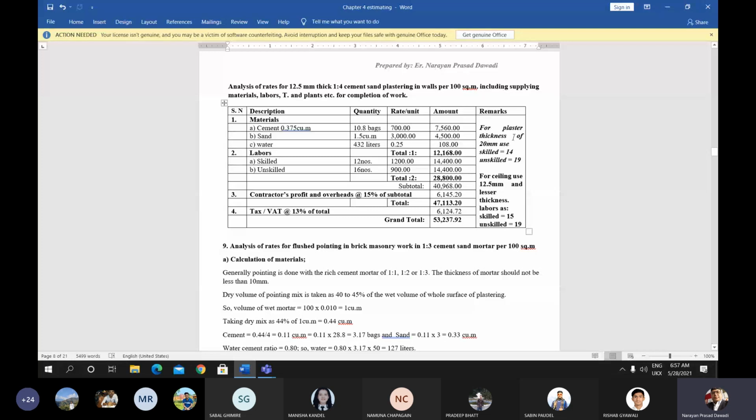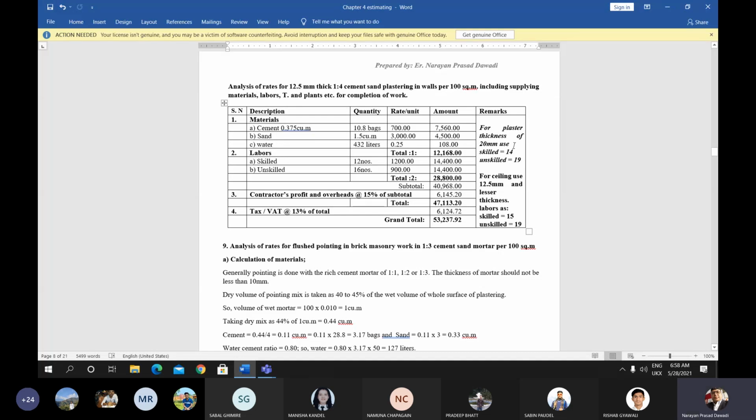That's why for plaster, if the thickness is up to 20 mm, or less than 20 mm, use skilled and unskilled manpower as 12 and 16 numbers. For a thickness of 20 mm or more than 20 mm, use 14 and 19 numbers for the plaster in wall and floor.